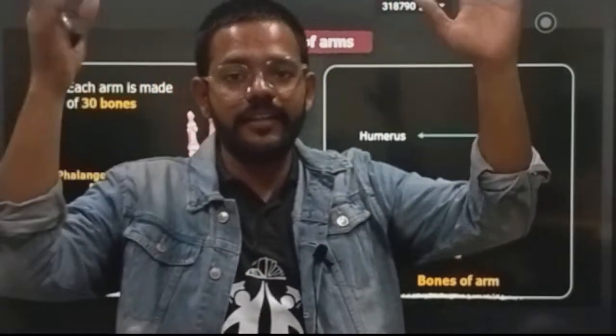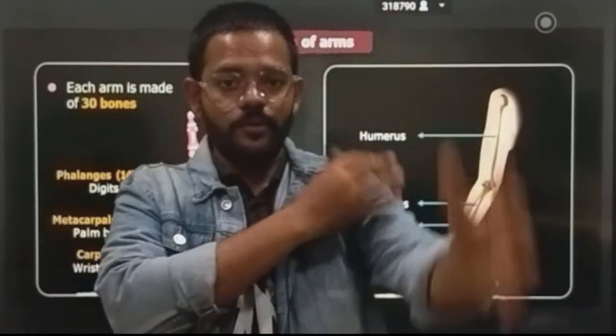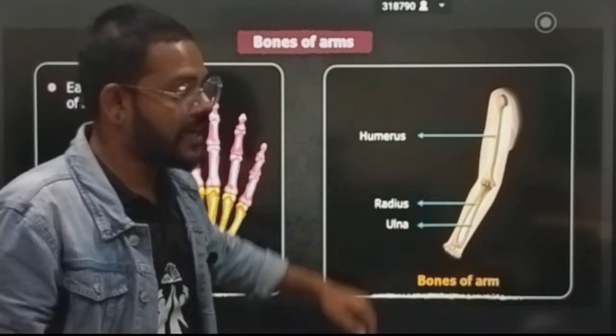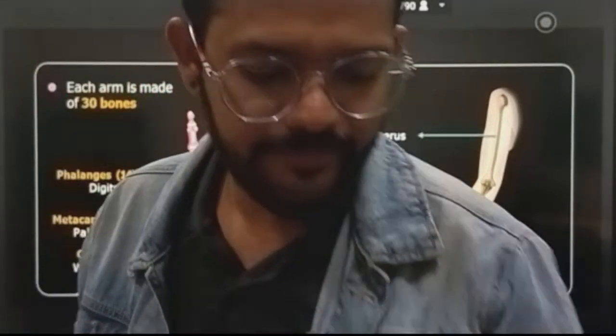Next are the bones of the arm. The bones of your arm are the humerus, radius and ulna.